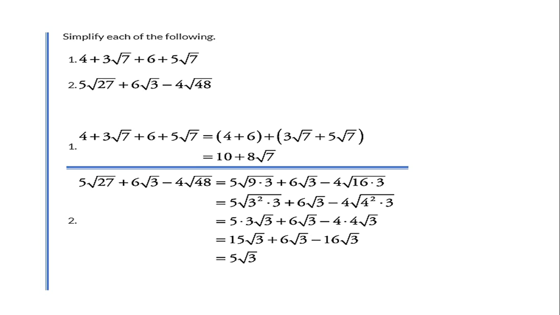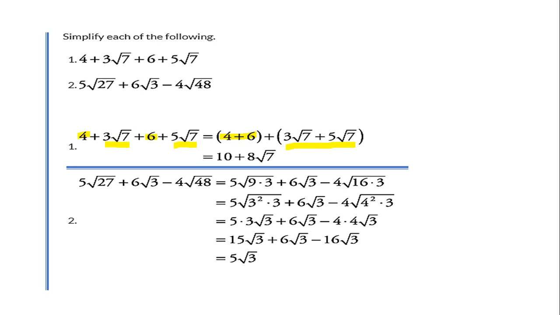Now number one, to do this exercise, we must first reorder the terms. We will write the like terms together. For example, 4 and 6 are both constants, so we will write them in one parenthesis to add them together. And these two here, 5 radical 7 and 3 radical 7, are also like terms, so we put them between the same two parentheses. Here we will add 4 plus 6, which is equal to 10, and 3 radical 7 plus 5 radical 7 is equal to 8 radical 7.